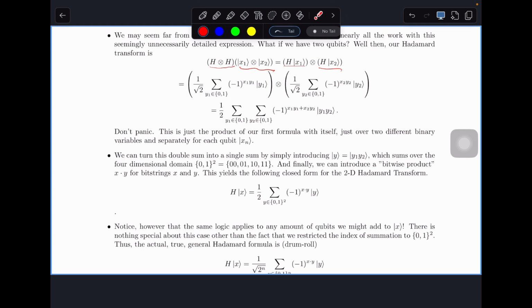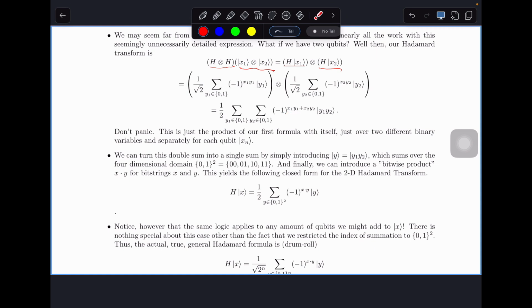Now, we can turn this double sum back into a nice simple sum by introducing a new variable y. And this is just going to be the collection of the bits y1 and y2. It's just going to be a new bit string. Instead of a single bit, it's going to be 00, 01, 10, 11. And we're also going to introduce one bit of mathematical machinery, the bitwise product. Specifically, I'd like to address this term here, which looks a little scary.